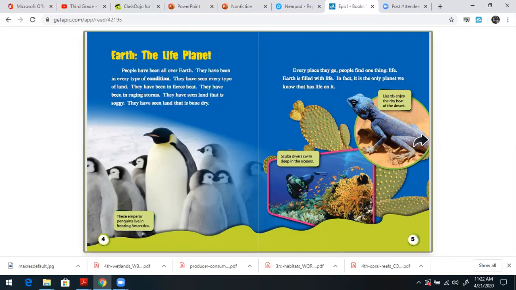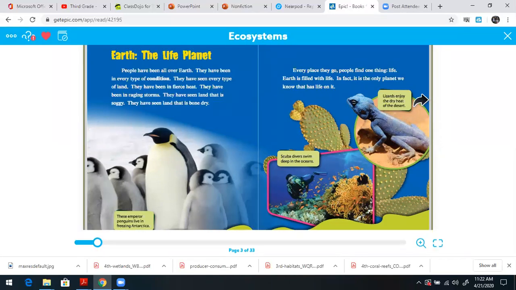Every place they go, people find one thing: life. Earth is filled with life. In fact, it is the only planet we know that has life on it. So already we see lots of great illustrations that will help us understand the text.